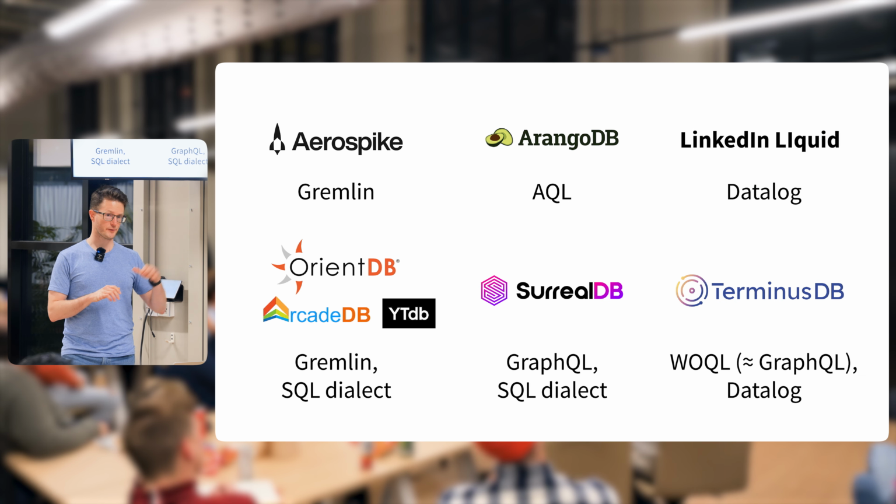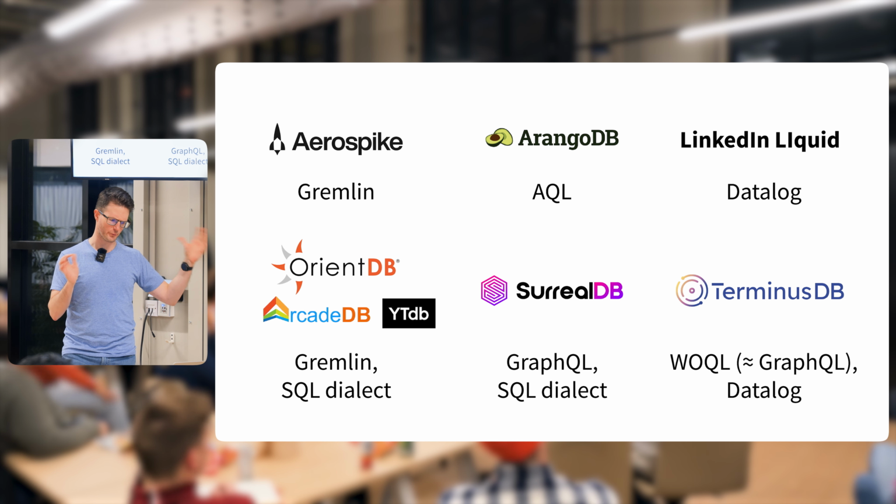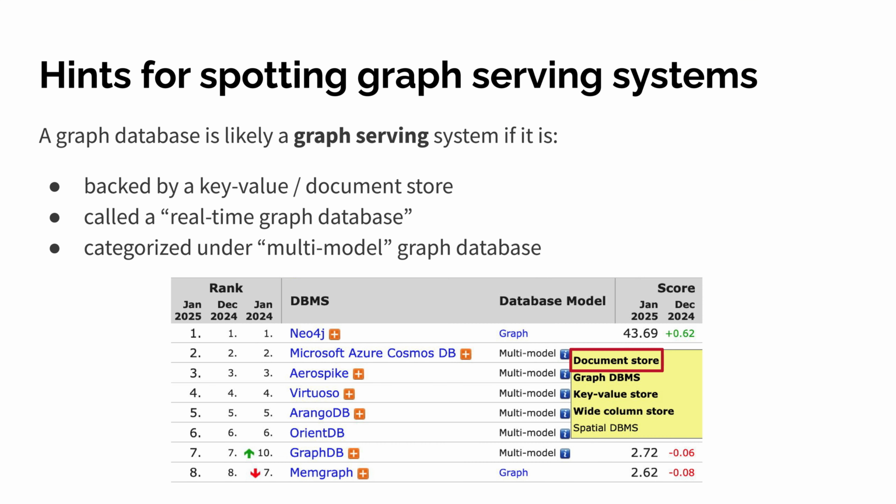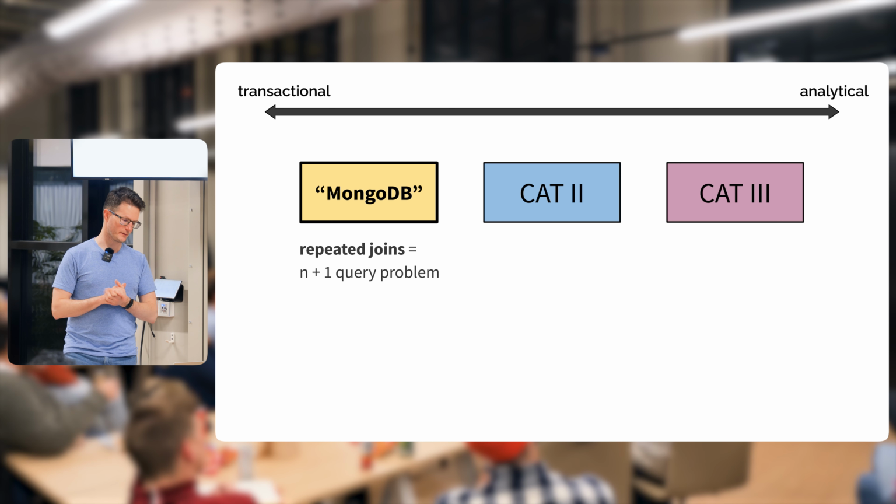There are a bunch of other systems here that I will not go through in detail. You can see that they either ship their own query language, or they use Gremlin, SQL dialect, or GraphQL. If you are looking for a graph database system and you want a system like this, just look for a multimodal system, which also works as a document store. That's usually a telltale sign that this is a graph serving system that solves this repeated join problem.